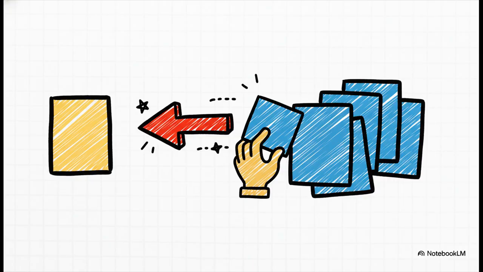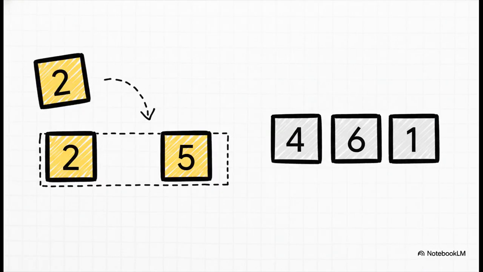Okay, here's how it starts. We assume the very first item, in this case the 5, is our sorted hand. It's a hand with one card, so it's sorted by default. Now we pick the next card from the unsorted pile, which is the 2. Now we ask, where does this 2 fit into our sorted hand? Well, it needs to go before the 5. So the algorithm just shifts the 5 over one spot to make room and inserts the 2. And just like that, our sorted hand is now 2-5.